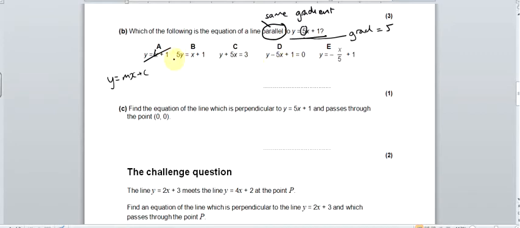So what's the problem? Well, we might have to do some rearranging here. So first of all, I'm going to try and rearrange this one. So to get the y on its own, I'm going to divide by 5. So that one will become y is equal to x divided by 5 plus 1 divided by 5. So not that one.